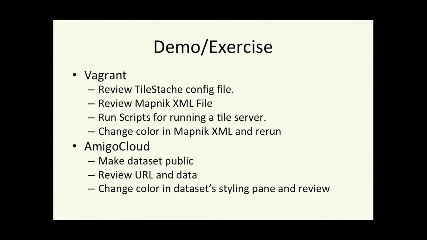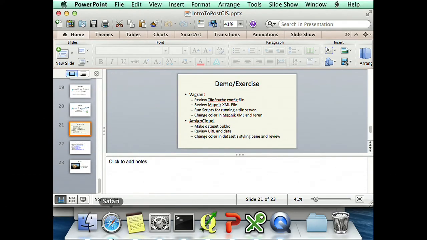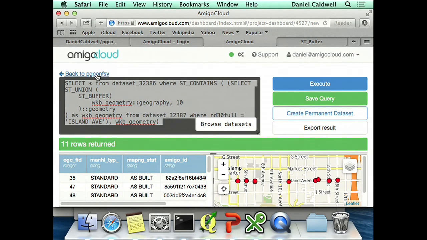So here I've created a TileStache config file and a Mapnik XML file that defines the style of the data. And we're just going to render US states. It's just a real simple data set, but it's big enough that you can actually see the tiles at different scales. And if you're going to use this in AmigoCloud, all you have to do is mark the data set as public. So let me show you what you do in AmigoCloud real quick.